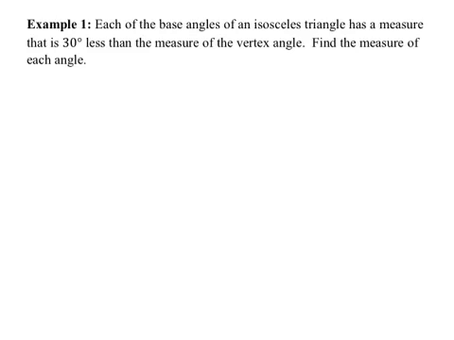It says each of the base angles of an isosceles triangle has a measure that is 30 less than the measure of the vertex angle. Find the measure of each of these angles. So whenever you have an opportunity to do so, draw a diagram. In this case, we have an isosceles triangle.